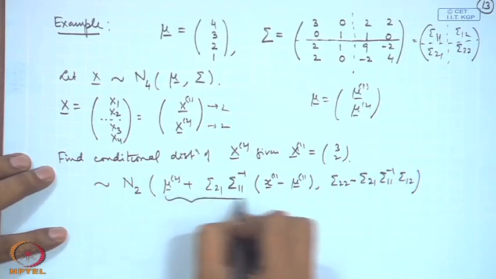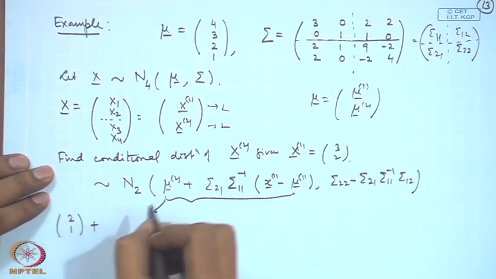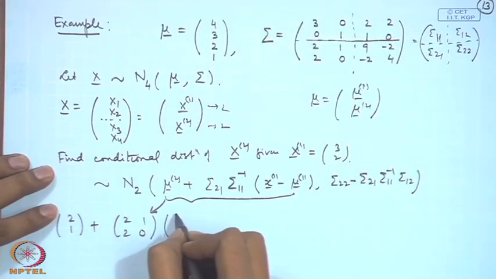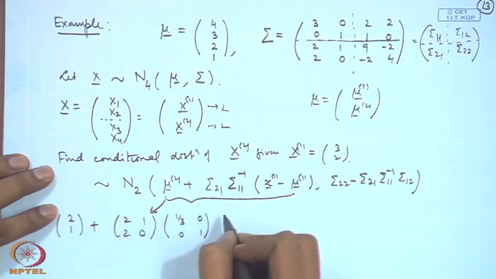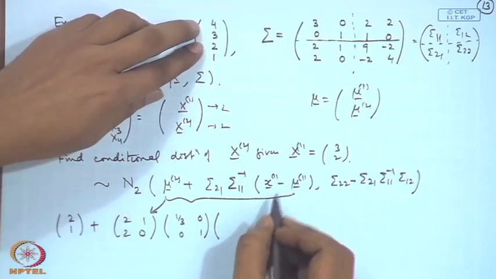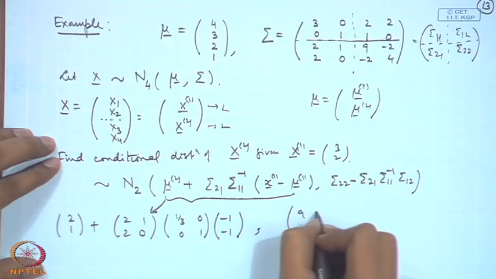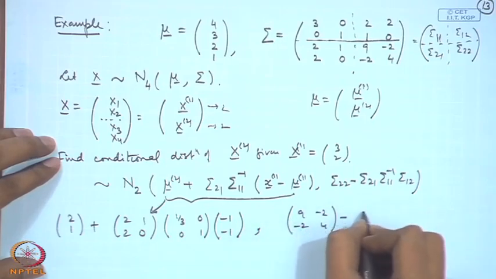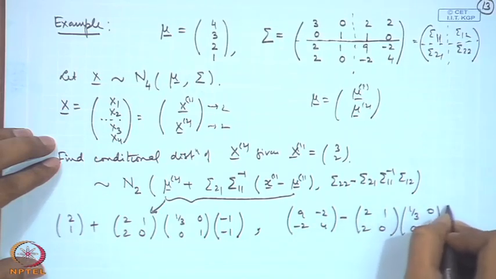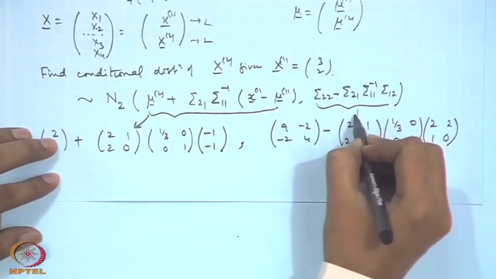So, let us calculate these terms here. This one is now (2 1) plus sigma 2 1, which is this term here, (2 1, 2 0), sigma 1 1 inverse, which is the inverse of this, that is 1 by 3 (1 0, 0 3)... and then you have x 1 minus mu 1. So, (3 2) minus mu 1 will become (minus 1, minus 1), and here I will get (9 minus 2, minus 2 4) minus sigma 2 1, that is (2 1, 2 0), sigma 1 1 inverse into sigma 1 2, that is (2 2, 1 0). That is the dispersion term here.